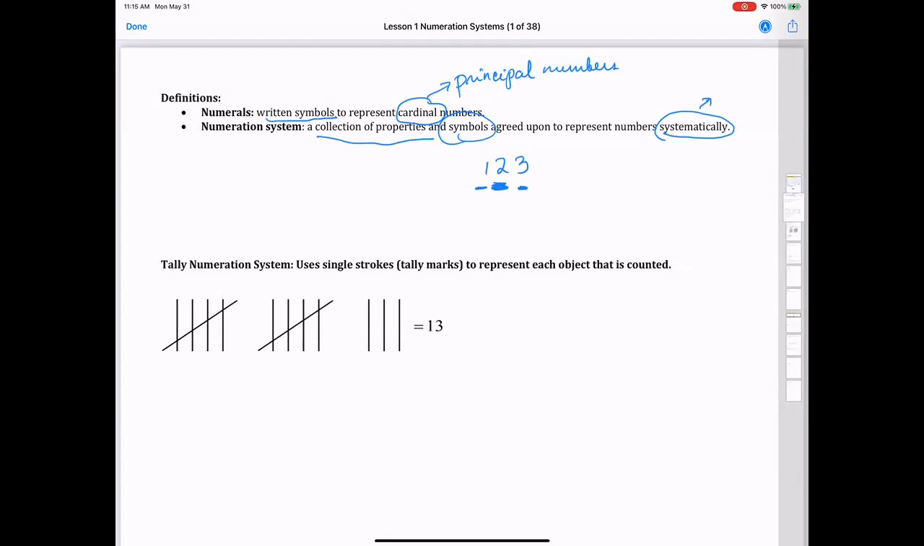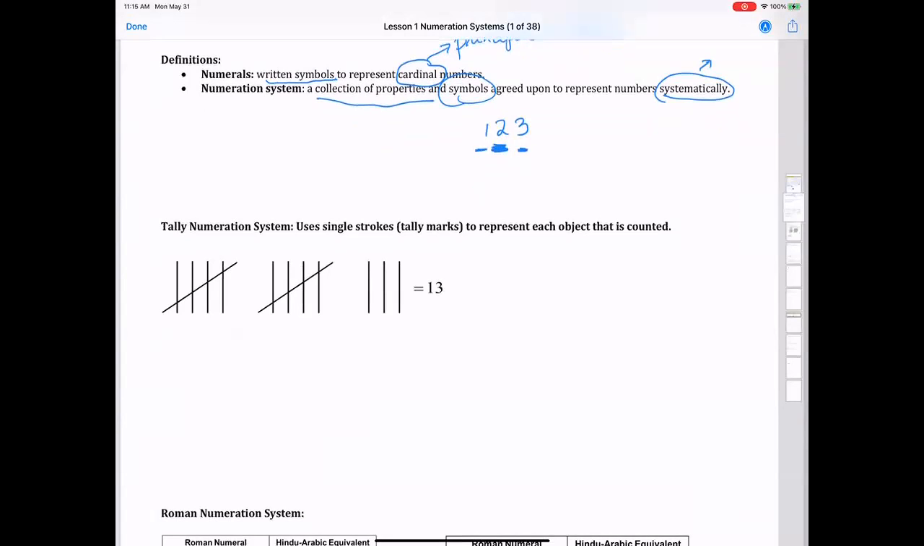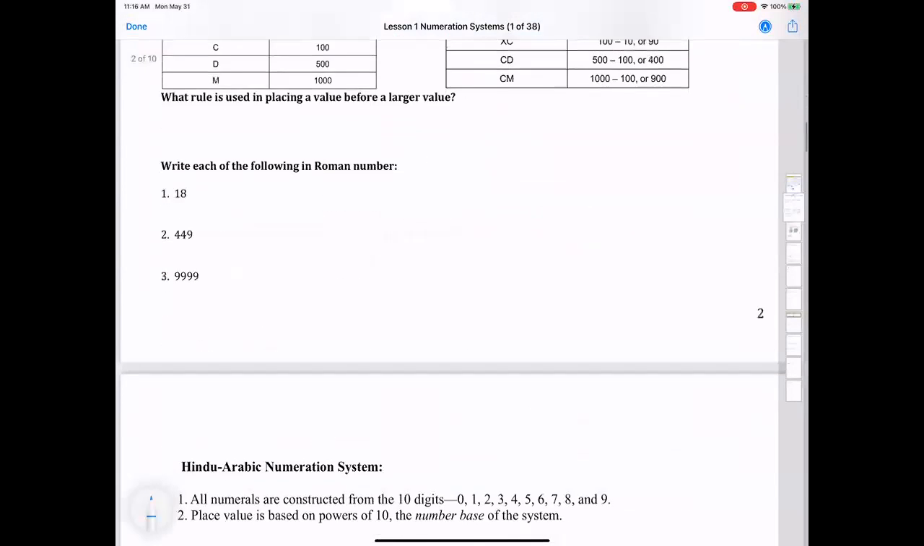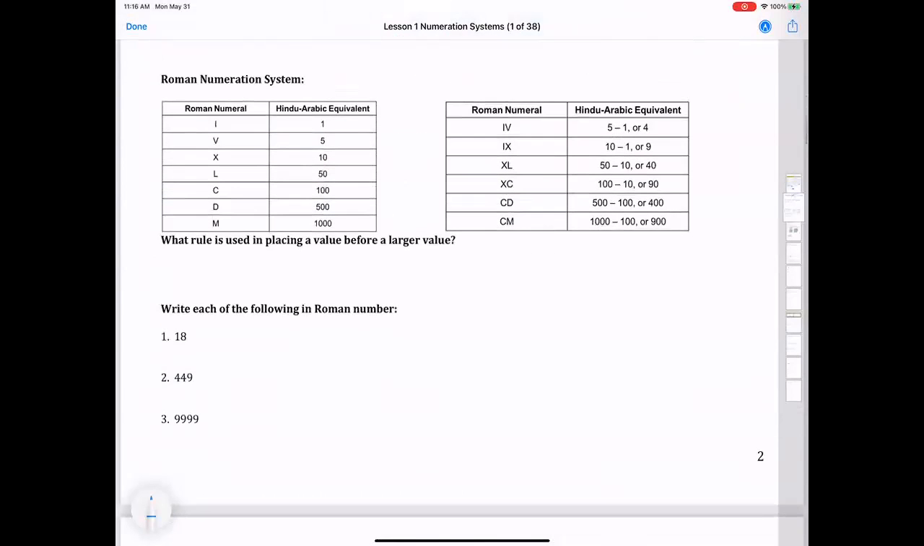During the ancient times, they used the tally numeration system. So they used single strokes or tally marks to represent each object that is counted. And like I mentioned earlier, these are not so efficient, because if you have a million objects that you are representing, then you have to write millions of these single strokes, and that's a lot. Okay, so now in the Roman numeral system, as we could see from the chart earlier, there was already development, but the development is not enough to be so efficient, and we'll talk about it now.